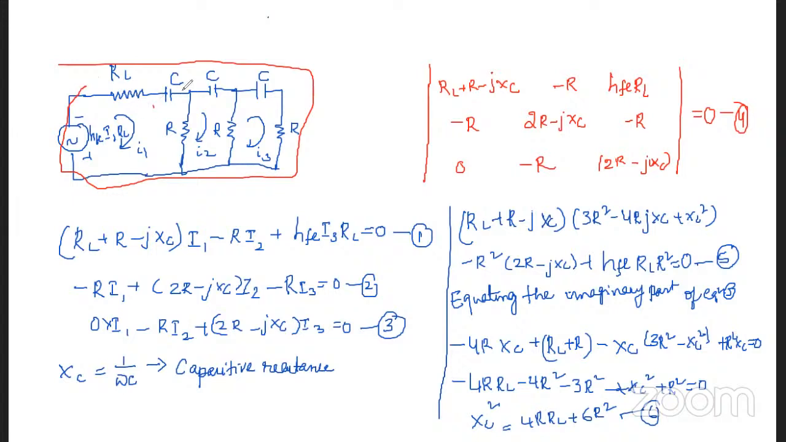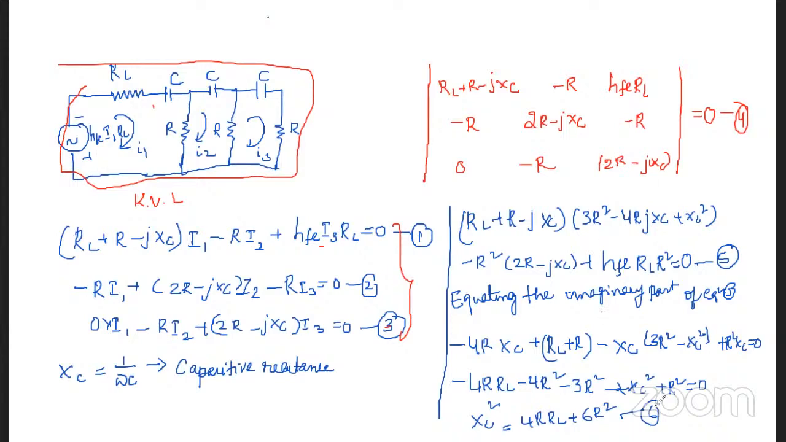For this equivalent circuit, as we have three meshes here, first, second and third, we will now apply Kirchhoff's voltage law, KVL, to these three meshes, so that we get these three equations, first, second, third. And here XC, whichever we have written, is the capacitive reactance, which is equal to 1 by omega C. Then we will take the determinant of these three equations. So this is what we have written.